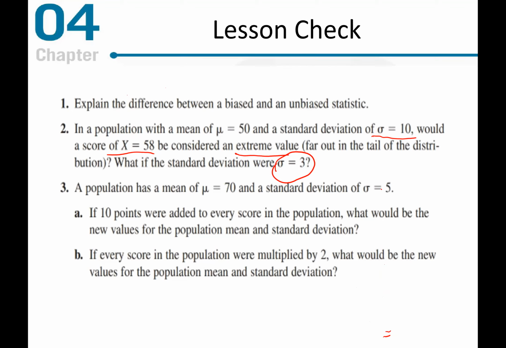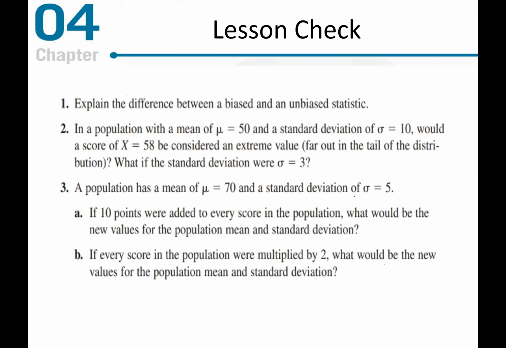It's extreme because 70% of our scores are going to be within 1 standard deviation from the mean, and 95% of our scores are going to be within 2 standard deviations from the mean. So if we have a score that is beyond 2 standard deviations, we are going to again consider that to be an extreme score.